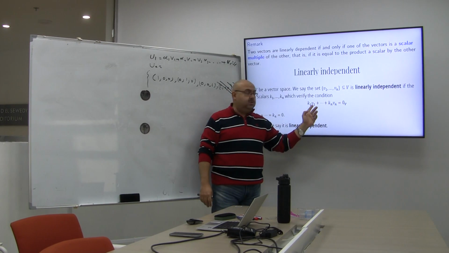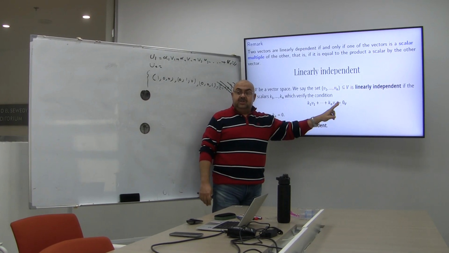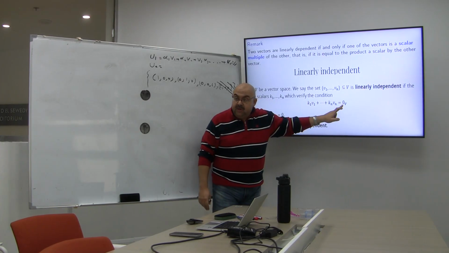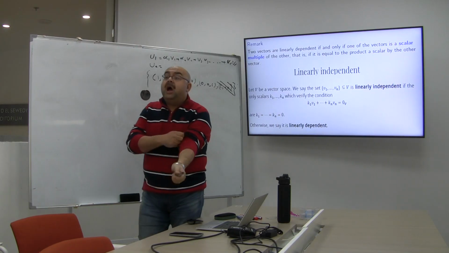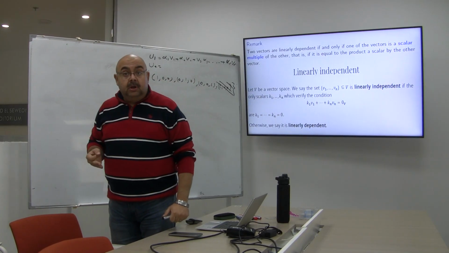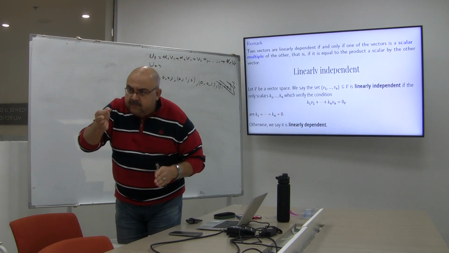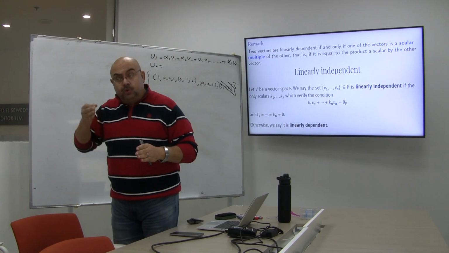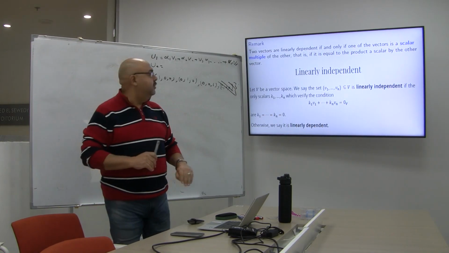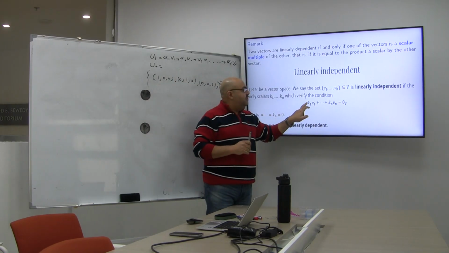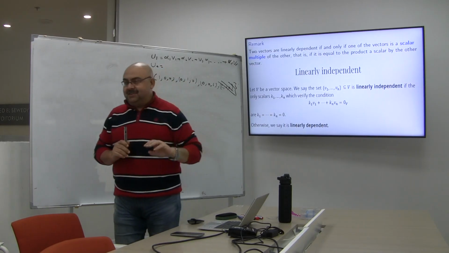K1 V1 plus K2 V2 plus K3 V3 and so on, but it's going to equal not any vector, it's going to equal 0. I will solve for the values of K1 and K2. If this system ended up with a unique solution, like a reduced echelon form or a unique solution, that means the only solution for this to happen is to have K1 up to Kn equal to 0. So it's a linearly independent set.